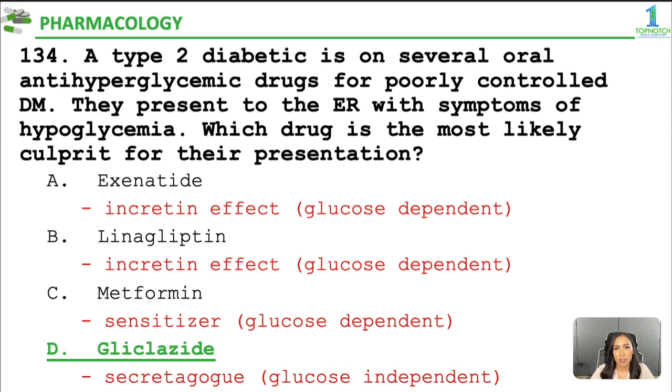Why? Let's look at the mechanism of action of the choices. Exenatide promotes the incretin effect. Therefore, it is glucose dependent. Linagliptin, same thing, glucose dependent. Metformin is a sensitizer, also glucose dependent. Whereas glipizide is a secretagogue, maski walang glucose o merong glucose, it will encourage the secretion of insulin. So, kung onti lang yung glucose sa katawan mo, tapos uminom ka pa ng glipizide, lalo ka magiging hypoglycemic.